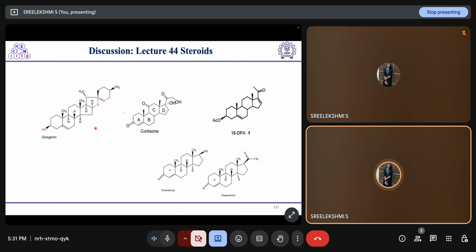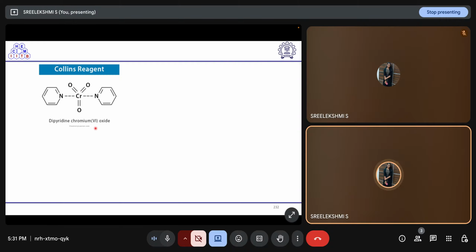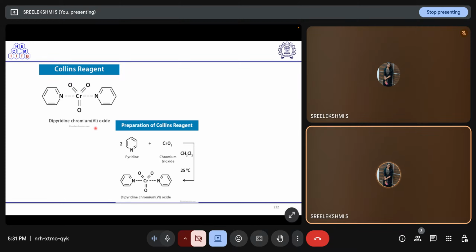Now, moving ahead with the discussion on some reagents and mechanisms which we have seen in the week 9 lectures. First one is Collins reagent. So Collins reagent is dipyridine chromium 6 oxide. It is prepared from pyridine and chromium trioxide in DCM. It will give this dipyridine chromium dioxide.